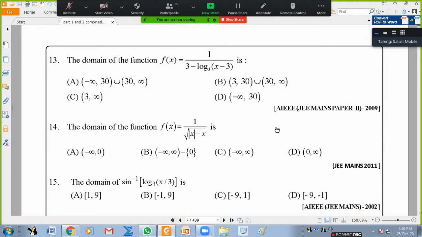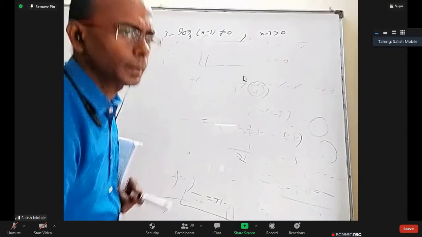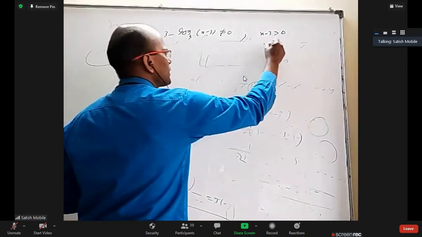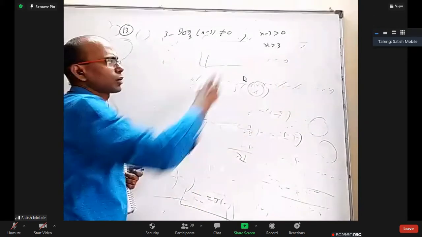So in 13th question, 3 minus log base 3 of x minus 3 should not be 0. And x minus 3 should be greater than 0. So this will give you x greater than 3 for log to be defined.